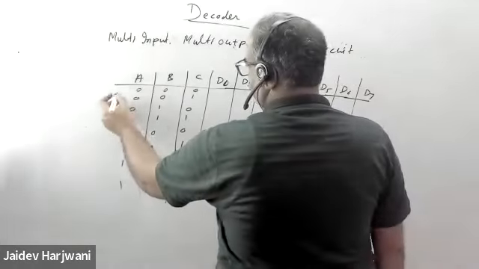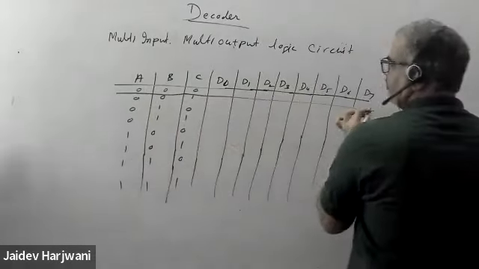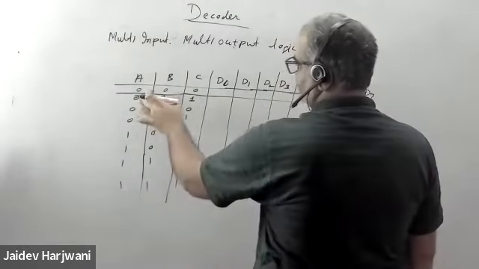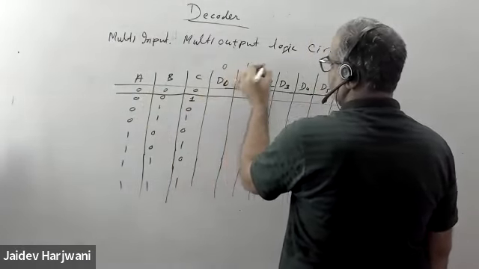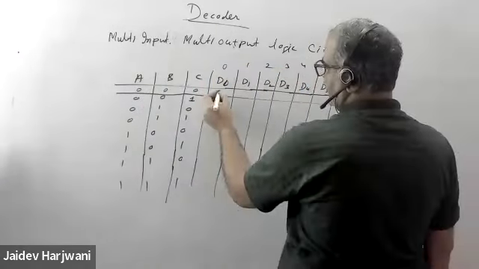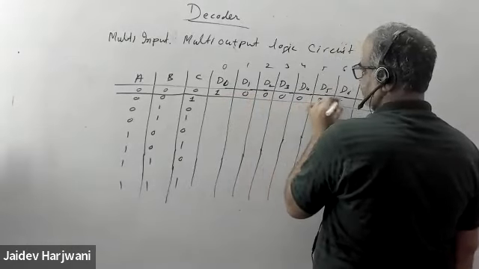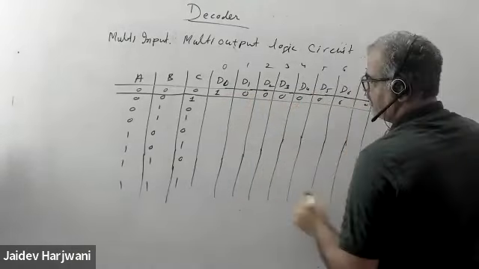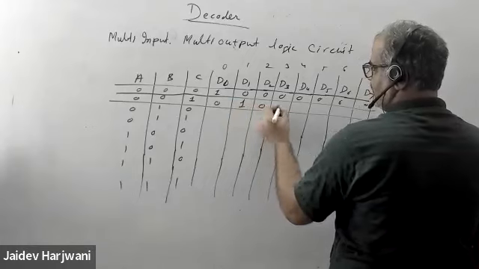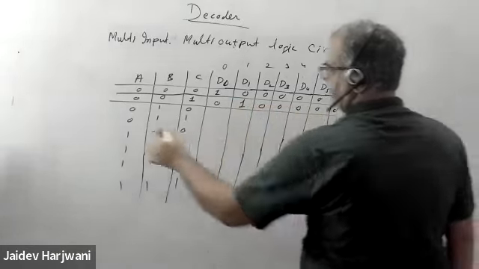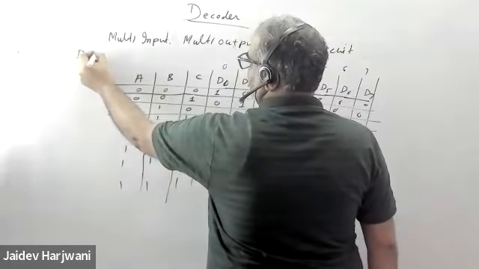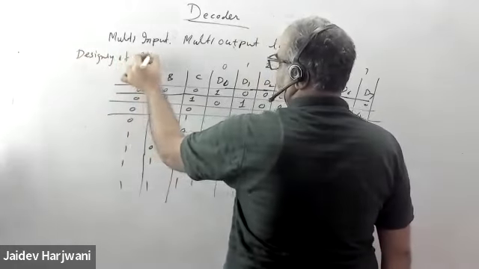Now whenever you give 0 0 0, out of these outputs only one should get activated. We know 0 0 0 corresponds to octal D0. This corresponds to 0 1 2 3 4 5 6 7. So this one should be high, the others should be 0. For the second combination, the next one should be high and the others should be 0. So this is the designing of a 3 to 8 decoder.